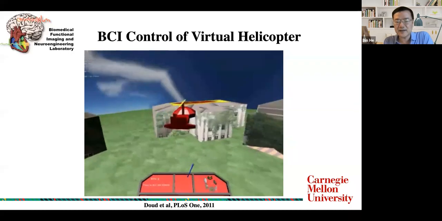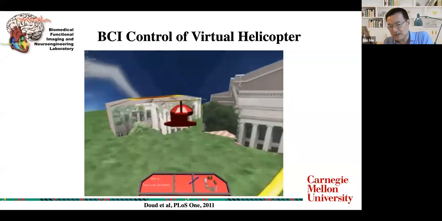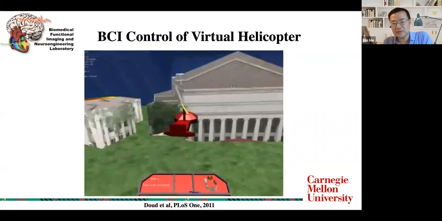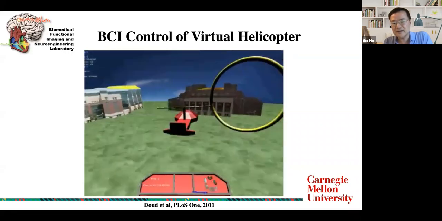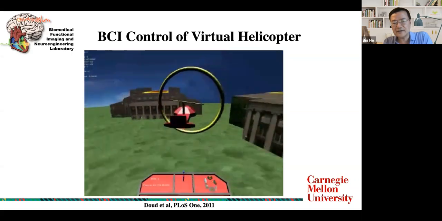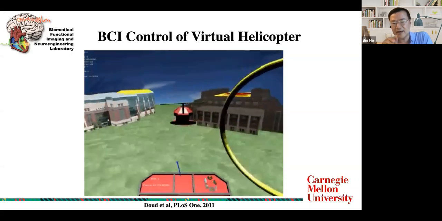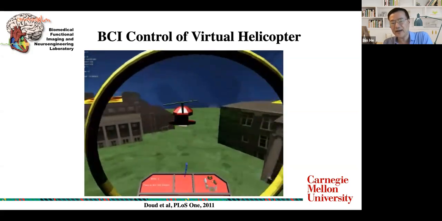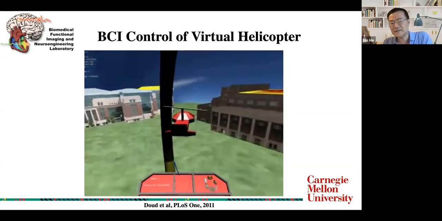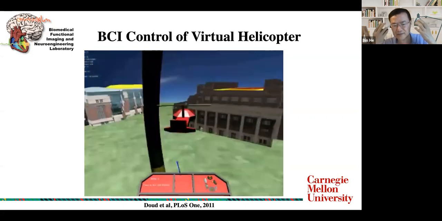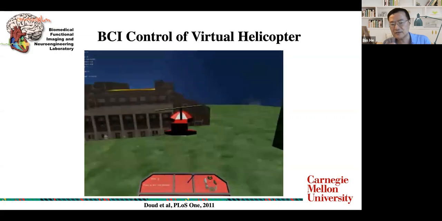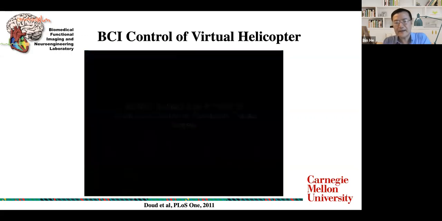As we discussed, this small red guy is a virtual helicopter, and is exploring the virtual campus of the university and trying to find a virtual ring and then navigate, go through this particular ring without hitting the edge. In such activity, essentially the subject is constantly performing motor imagination to generate a control signal.